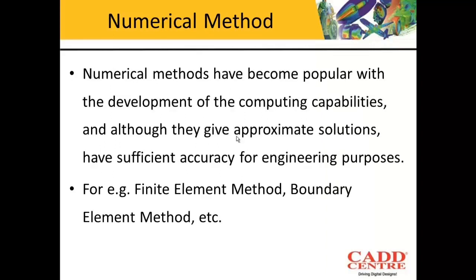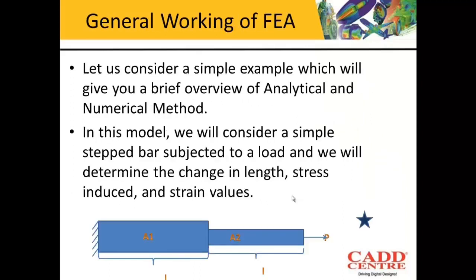Third method is the numerical method. Nowadays, numerical method has become very popular for solving the engineering problems. The numerical method gives the most approximate results, but still it is used in many areas. And it will be using methods like finite element method, that is FEM, boundary element method, volume element method, and so on. Now, to understand more about the analytical method and numerical method, we will be considering one simple problem.